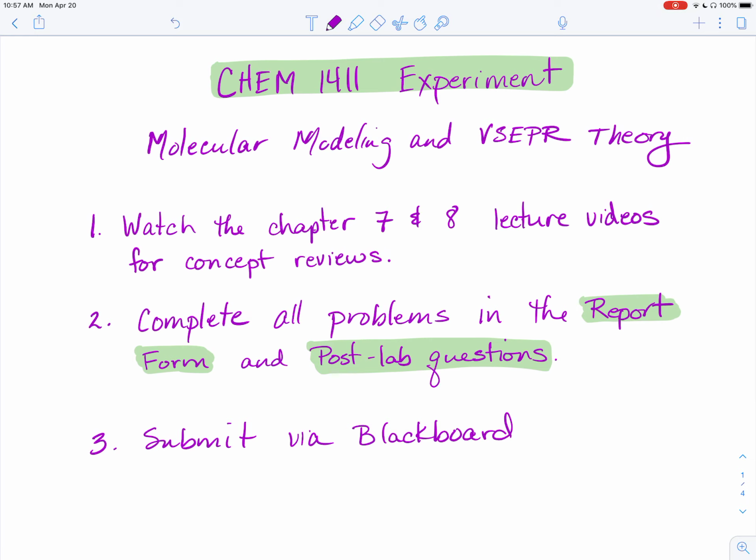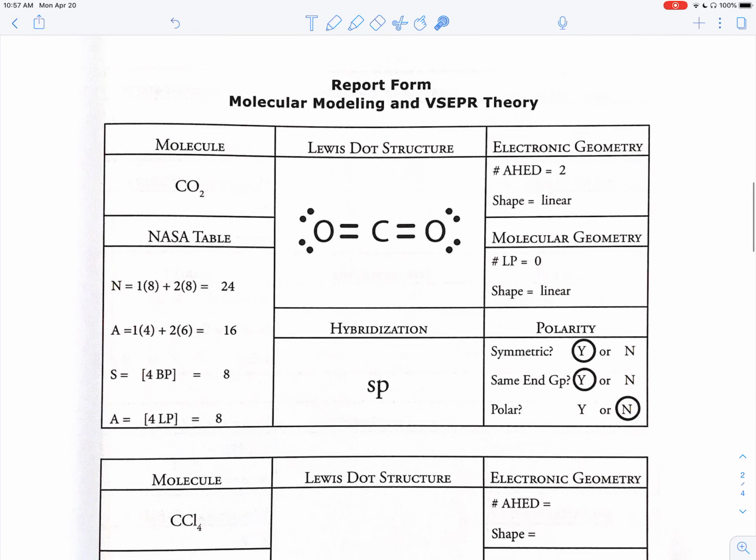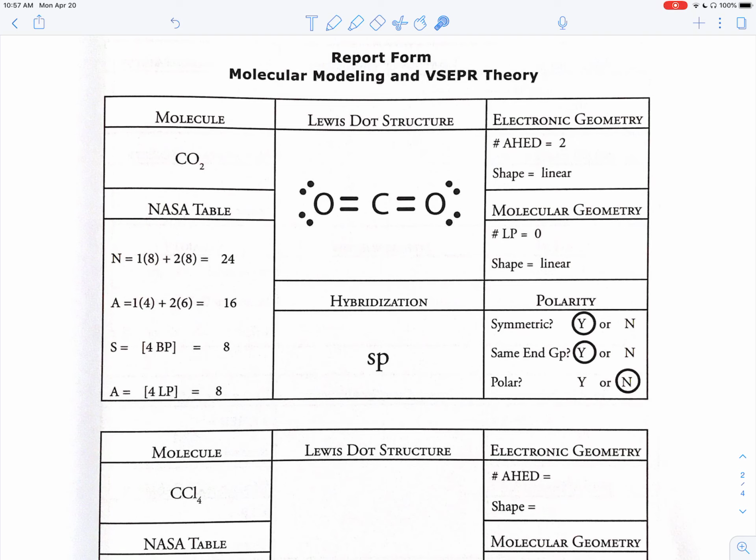The things that you need to turn in are all of the problems in the report form and the post-lab questions that are in your lab manual, and then submit those via Blackboard. So let's go through how we do one of these problems. There is an example problem already completed for you, and that's the carbon dioxide problem.